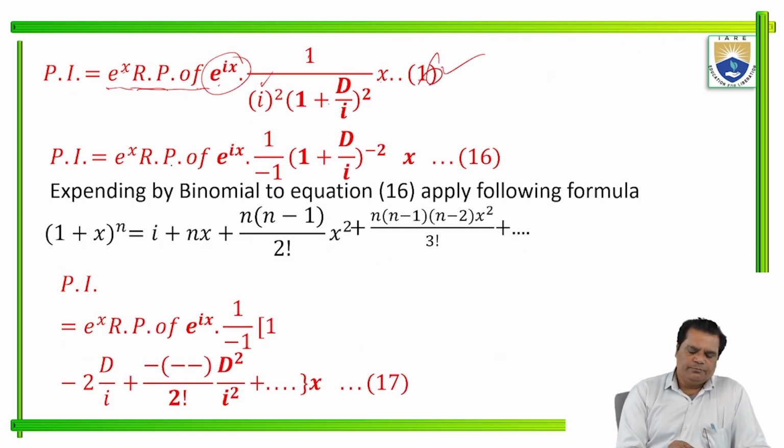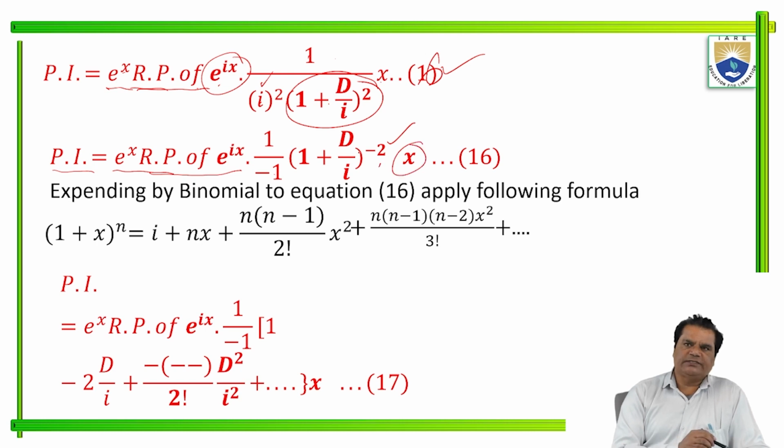Now PI equal to e to the power x, RP of e to the power ix. Here i square is minus 1, and 1 plus D upon i is taken in the numerator. This factor is written in the numerator, so we get a negative power, minus 2 power, into x. x is the function here. So this is equation 16.